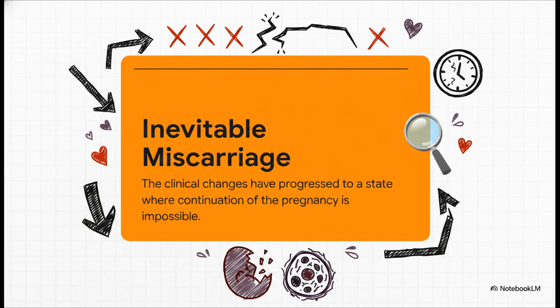Now, contrast that with an inevitable miscarriage. The name really says it all, doesn't it? Here, the process has gone too far. Things have progressed to a point where, sadly, the pregnancy cannot continue. So, what's that critical clinical change that makes it inevitable?